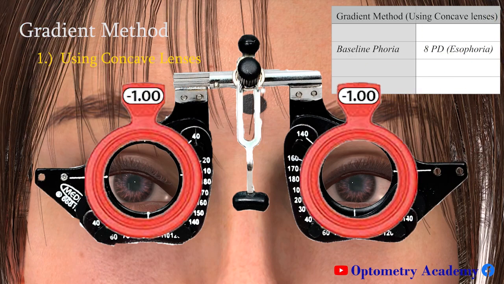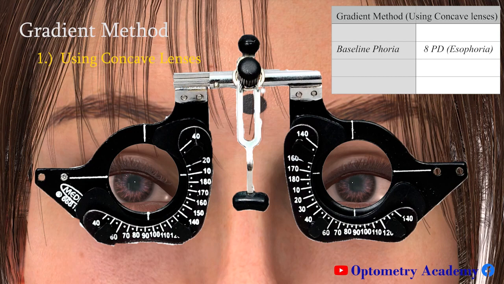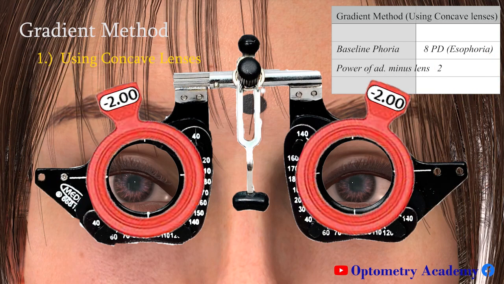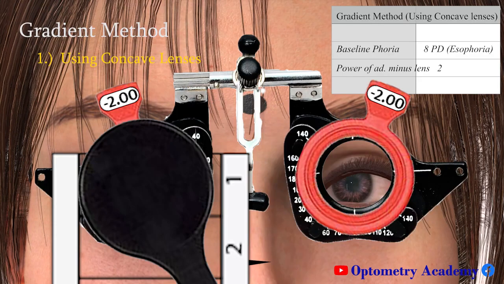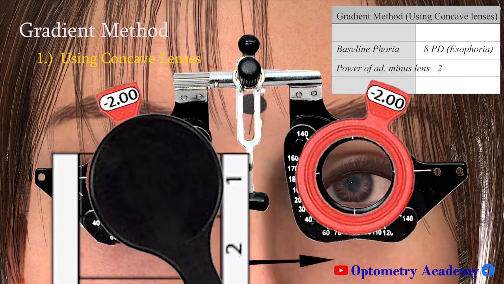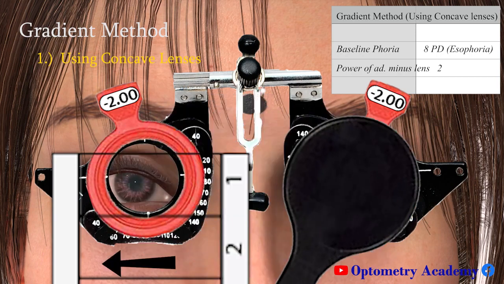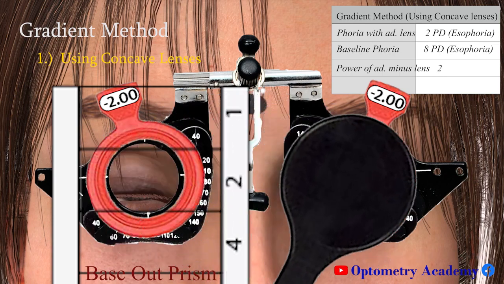Now add minus lens, -1 or -2 or -3, any of them in front of eye binocularly. Here I am placing -2 diopter lens in the trial frame. Ask the patient to fix on an accommodative target like 6-9 or 6-12 optotype of the Snellen chart. The deviation is again measured after placing -2 diopter sphere lens in the trial frame. Here the phoria with additional minus lens is 2 prism diopter esophoria.